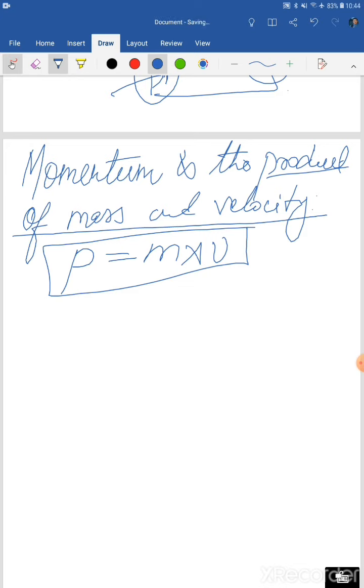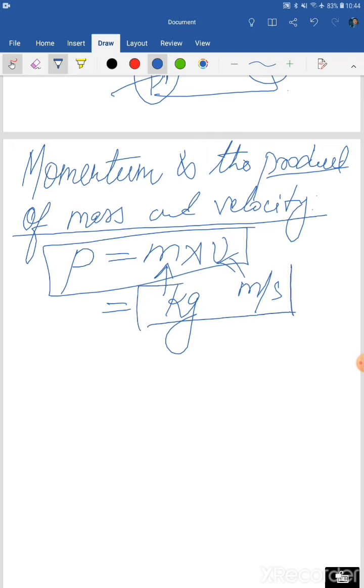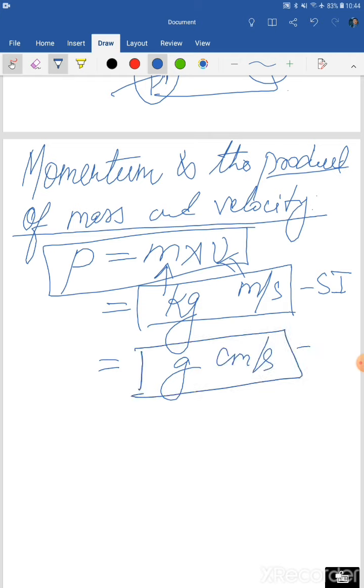Now let's see its unit. Now you know the SI unit of mass is kilogram and the SI unit of velocity is meter per second, which I've already taught you, isn't it? So kilogram meter per second is the SI unit of momentum. Similarly, the CGS unit of mass is grams and the CGS unit of velocity is centimeter per second. So we get the CGS unit of momentum or linear momentum is gram centimeter per second.